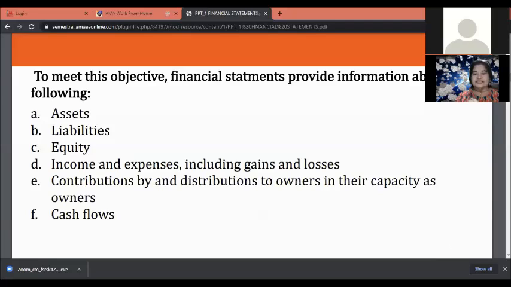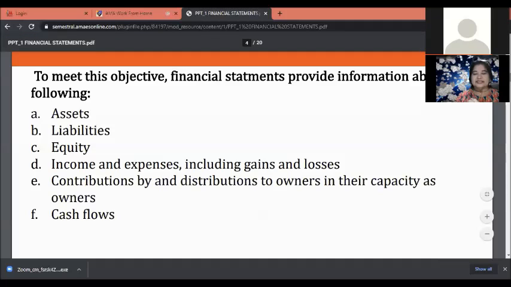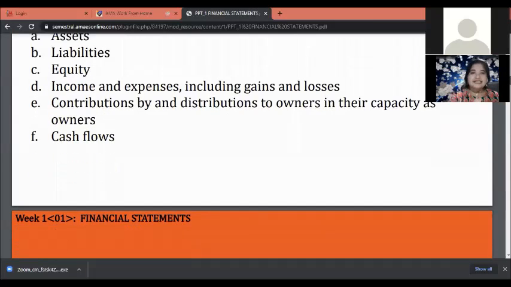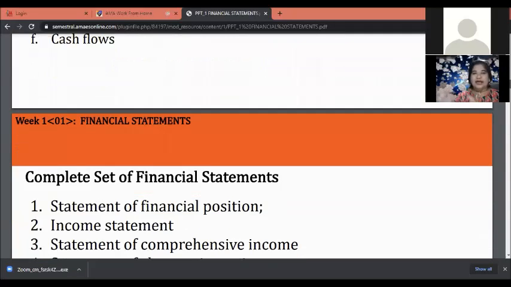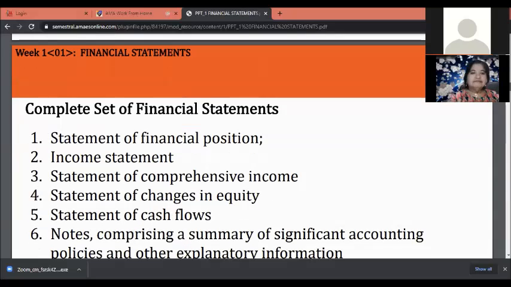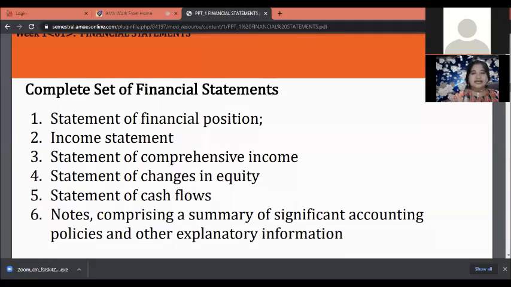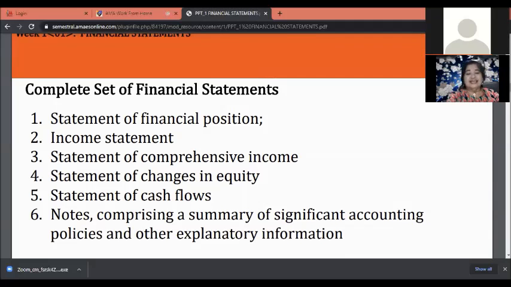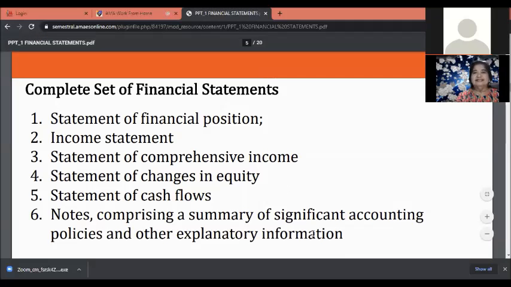Okay. But the main thing is, it is tantamount to saying that we are exposed to ano yung mga cash receipts, ano naman yung mga cash out of the company. Okay? So there is a complete set of financial statements. Number one, statement of financial position. Siyempre sa BS natin yan. Then the income statement wherein the revenues and expenses are presented.